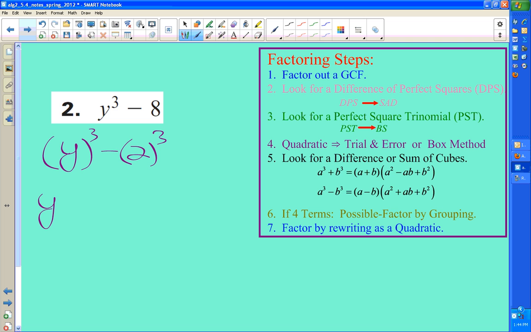So this is going to be y minus 2, first thing squared, plus 2y. Never minus, always plus on the last one. Now again, remember this is not twice the product, it's just the product of these two.